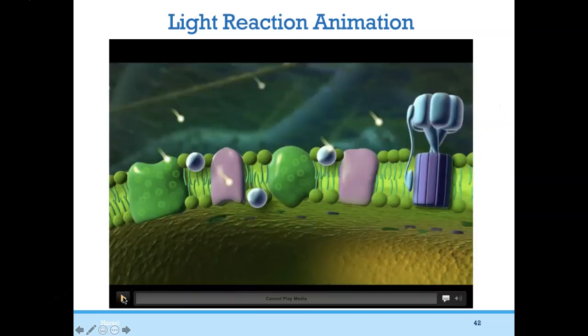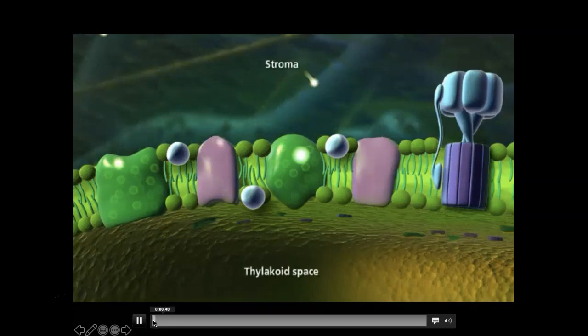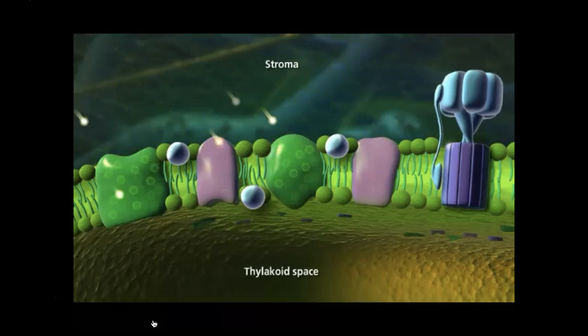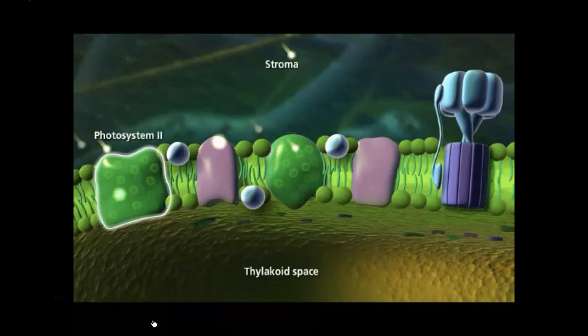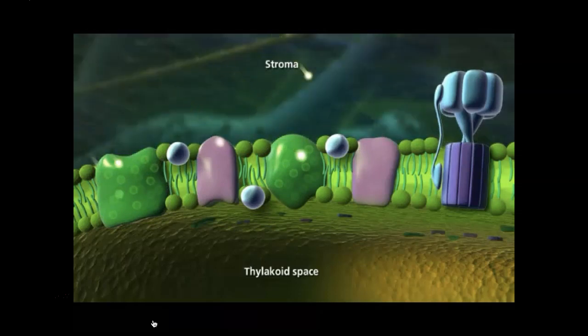So here's the last animation. Most photosynthetic organisms, thylakoids, contain pairs of photosystems called photosystem 1 and photosystem 2 that work in tandem to produce the energy that will later be used in the stroma to manufacture sugars.